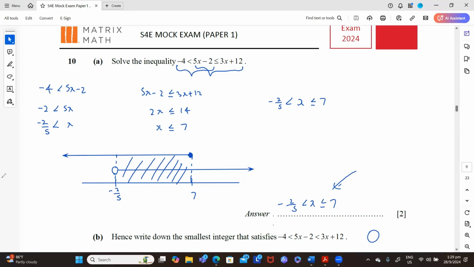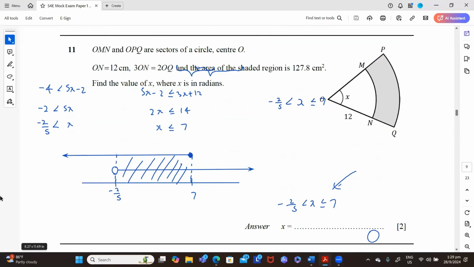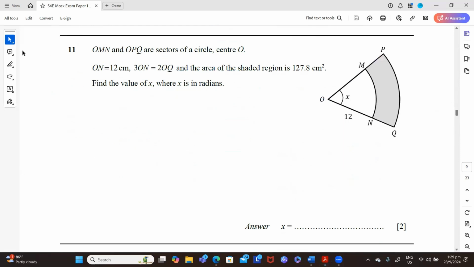Question 11. Sorry, question 11. Let's go to question 11. Okay, now when you observe the shaded part, it's actually quite easy. It's just the big sector minus the small sector. That's all. So don't forget the formula is half r squared theta, where theta is x.